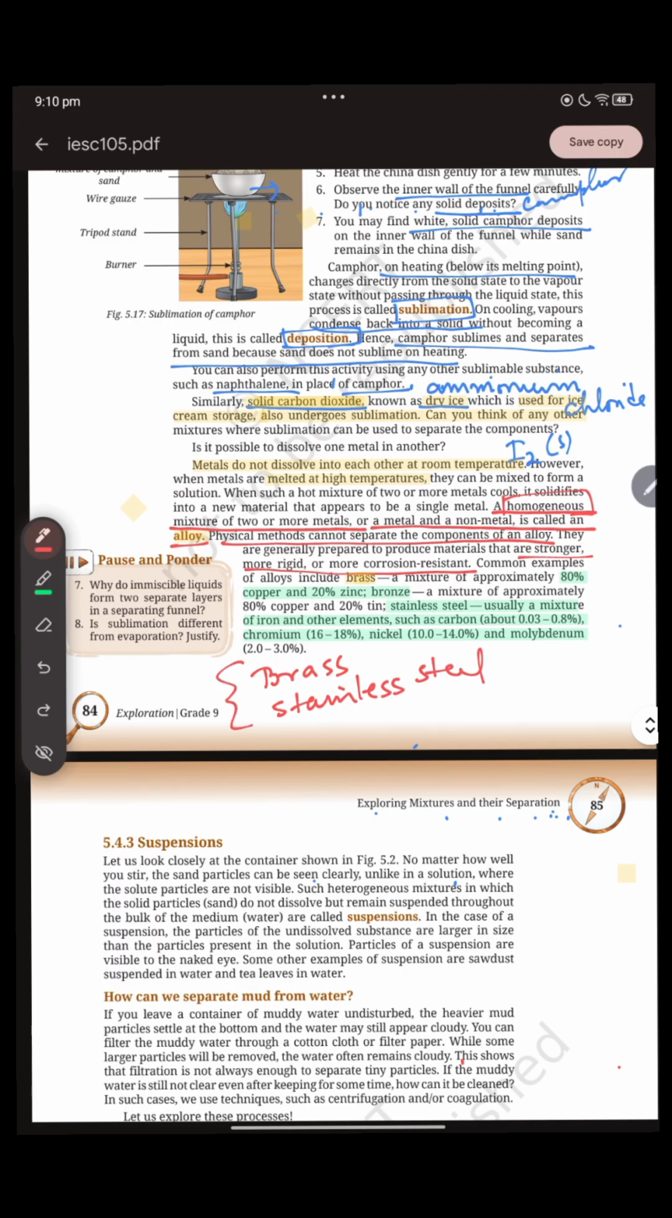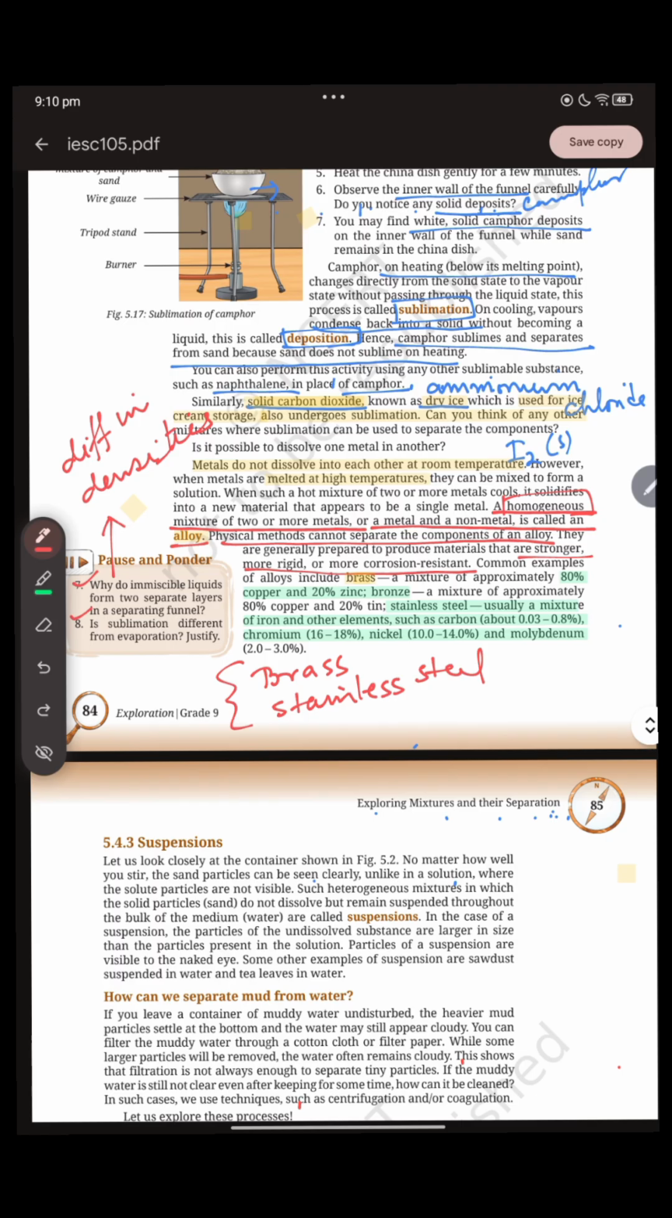There are questions over here, see question number 7 and 8. Why do immiscible liquids form two separate layers in a separating funnel? Well, two immiscible liquids, that means they do not mix, they form two separate layers on the basis of difference in their densities.